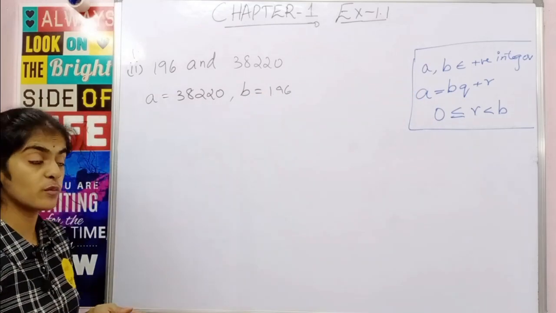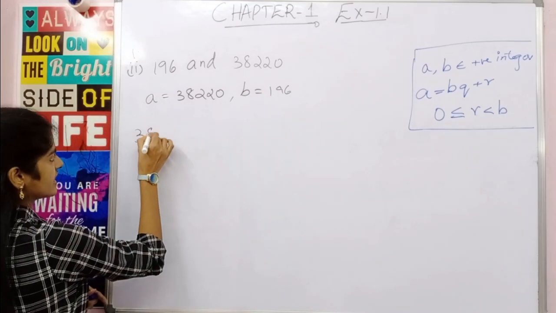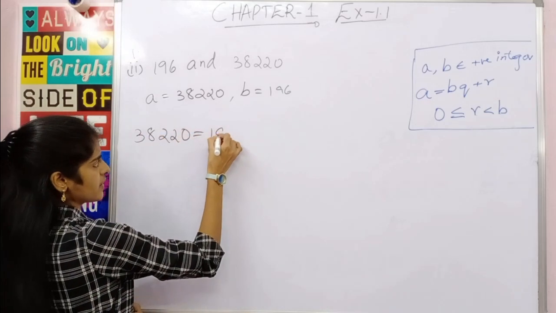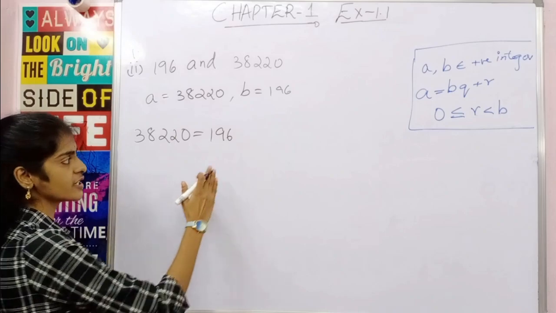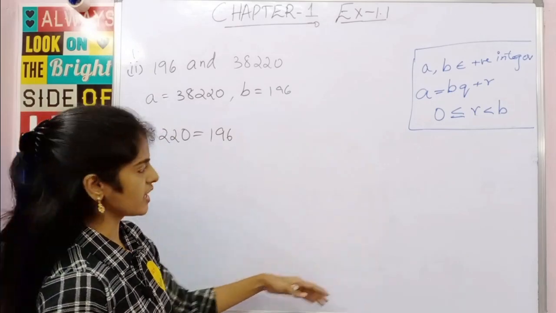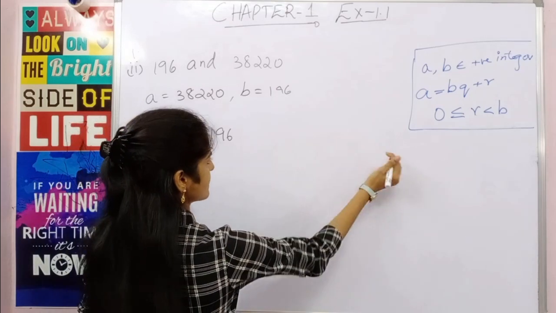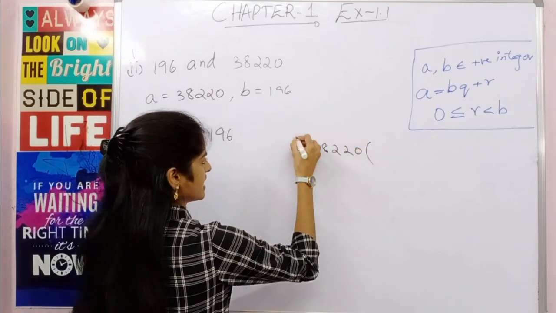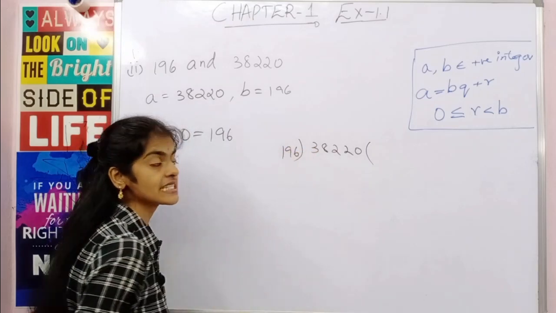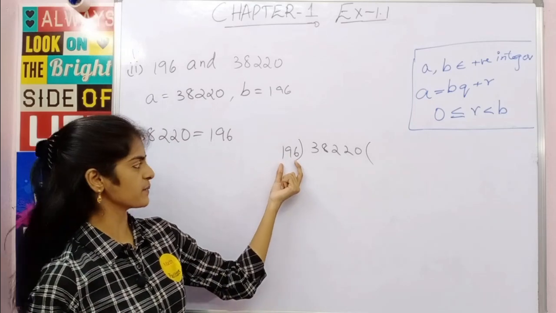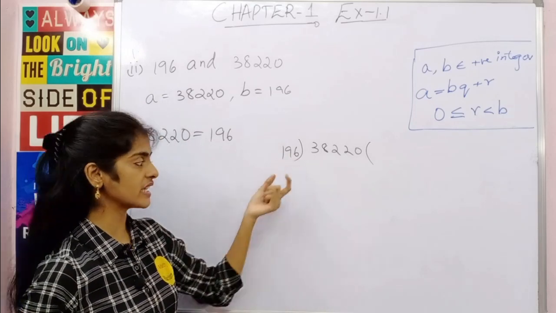Now we have to write it in this form: A is equal to BQ plus R. So 38,220 is equal to B, and B is 196. Now what is Q? You don't know. You have to divide and check. So let us divide and check now: 38,220 divided by 196.